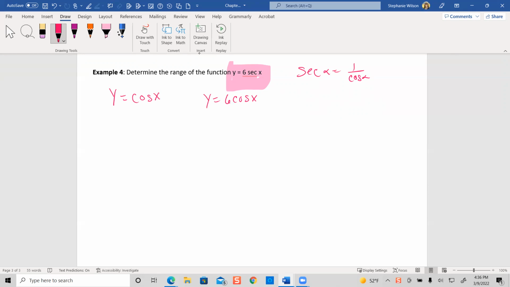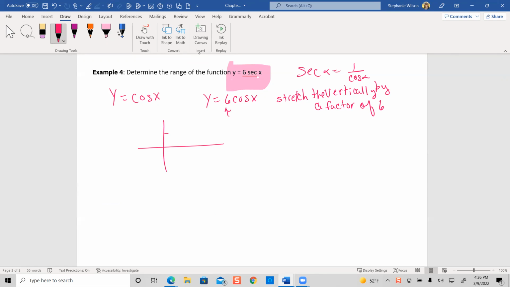And we're going to notice that it stretches the graph vertically by a factor of 6 right here. The amplitude, remember? Let me write it down right quick. Stretches the graph vertically by a factor of 6. Okay, so since the coefficient 6 is positive, we do not reflect the graph. If it was negative, that means it would reflect on the x-axis.